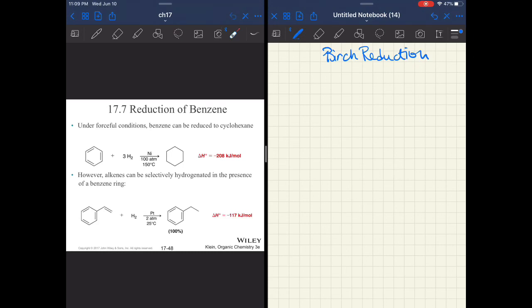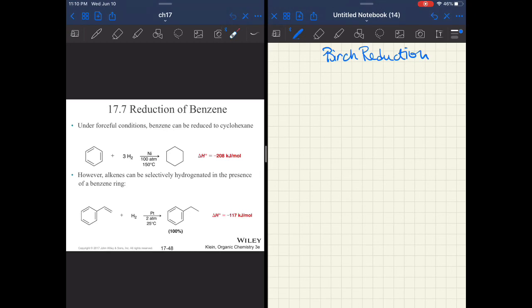Now, it's possible to reduce benzene this way, but look at this. It requires 150 degrees Celsius and 100 atmospheres of pressure. We call those forcing conditions. This would be not something that we could perform in a typical organic lab. That might be something that perhaps chemical engineers might handle in a plant environment.